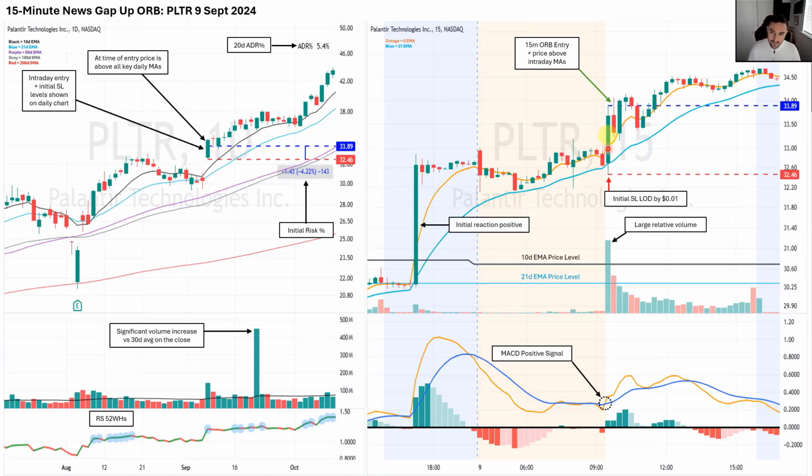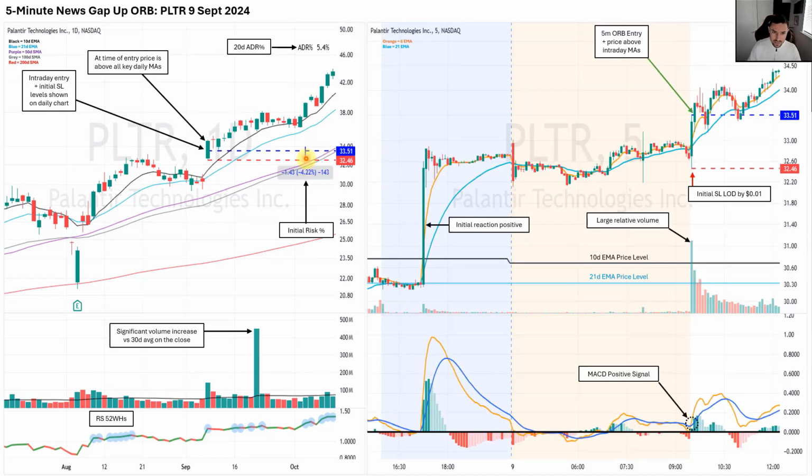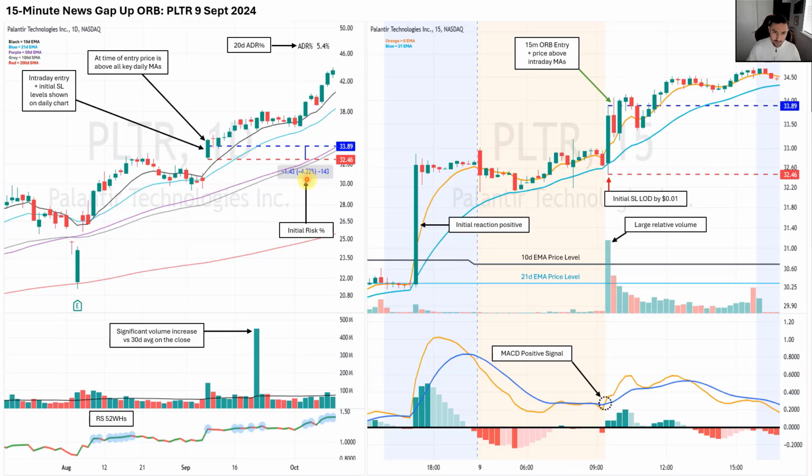Again, a bullish first 15-minute candlestick, it clears the pre-market high range as well. Note the large volume coming through. Note how the MACD is positive. You can see here on the 15-minute chart, initial reaction, very positive. So the entry is here at 33.89. Initial stop loss, low of the day by a cent, 32.46. Now this time, the initial risk, I messed it up, it would have been a little bit tighter than 4.22%. I'll change that before you guys see the PDF.